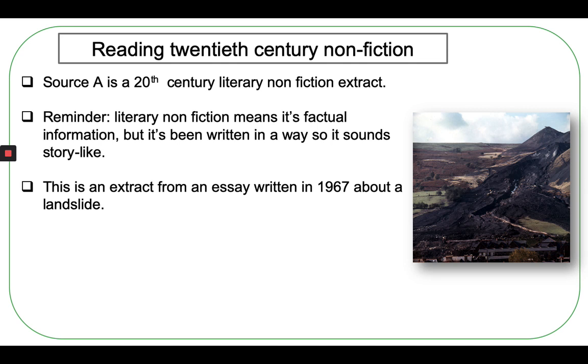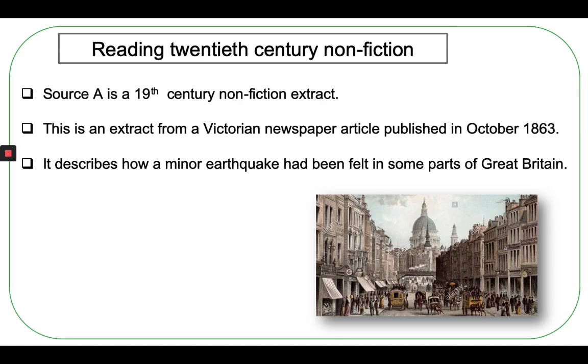So let's quickly introduce you to our 2 articles before we start doing some inferring and reading. Source A is a 20th century literary non-fiction extract. So this means it's factual information, it's real life, but it's written in a way so it sounds story-like. And it's an extract from an essay written in 1967 about a landslide. Oh, that's meant to say source B. Source B is a 19th century non-fiction extract, which is taken from a Victorian newspaper published in 1863, and it describes how a minor earthquake had been felt in some parts of Great Britain.